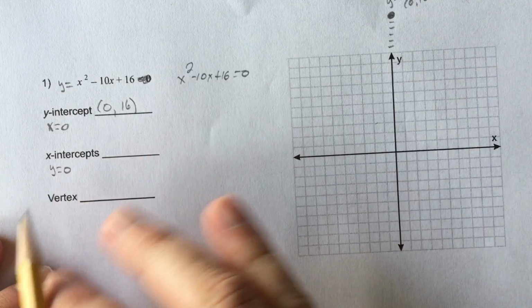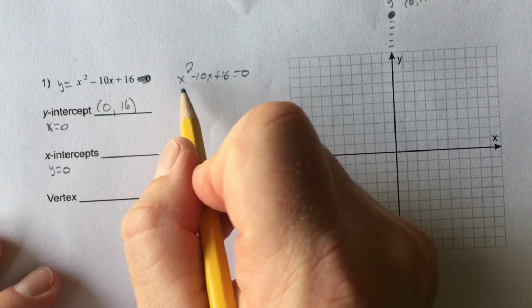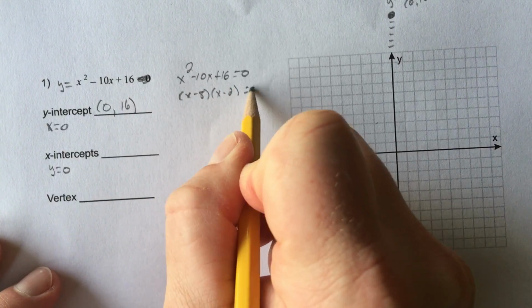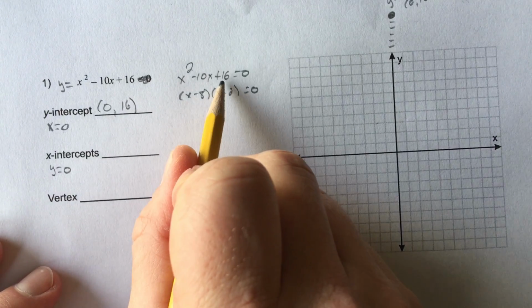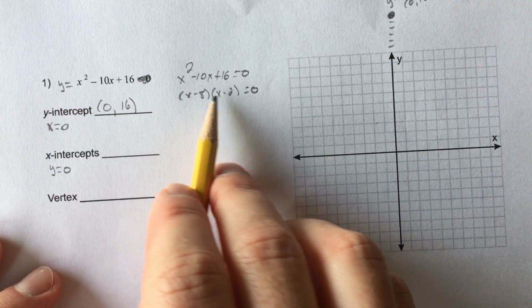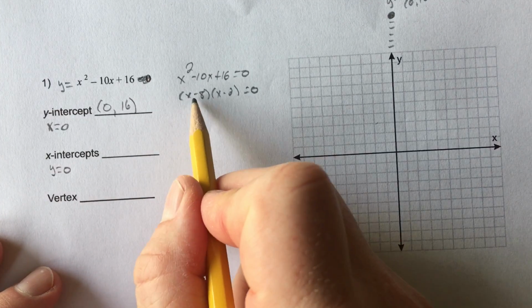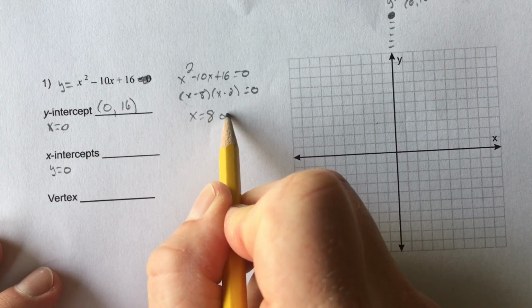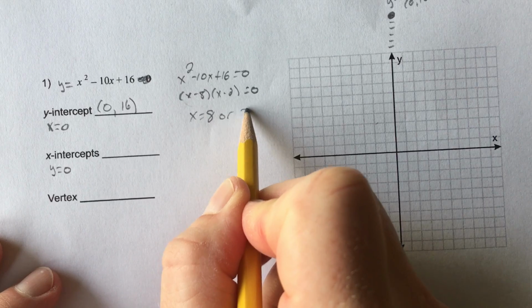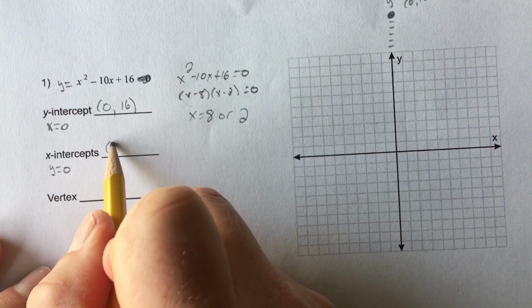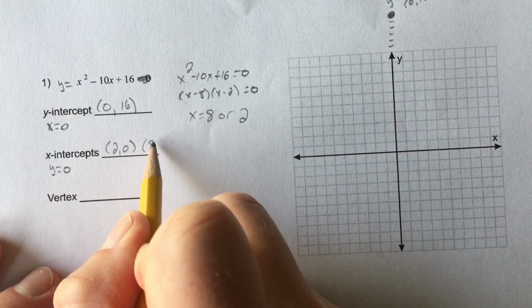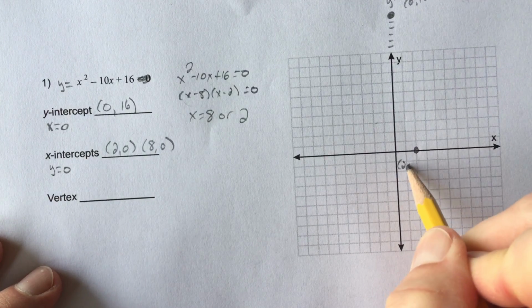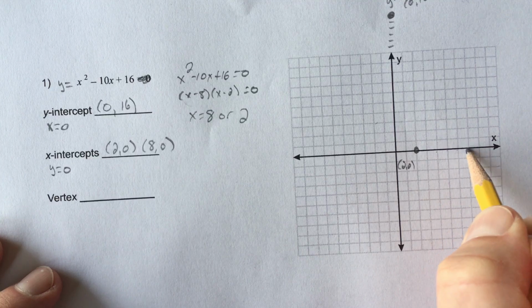Now the nice thing about the ones we're going to give you is that they're all factorable. So you should be anticipating that this will factor in some way, and this one does. Negative 8 times negative 2 is 16. Negative 8 plus negative 2 is negative 10. If x minus 8 equaled 0, then x would equal 8. And if x minus 2 equaled 0, then x would equal 2. So our x-intercepts are (2, 0) and (8, 0). (2, 0) right there, and 3, 4, 5, 6, 7, (8, 0).